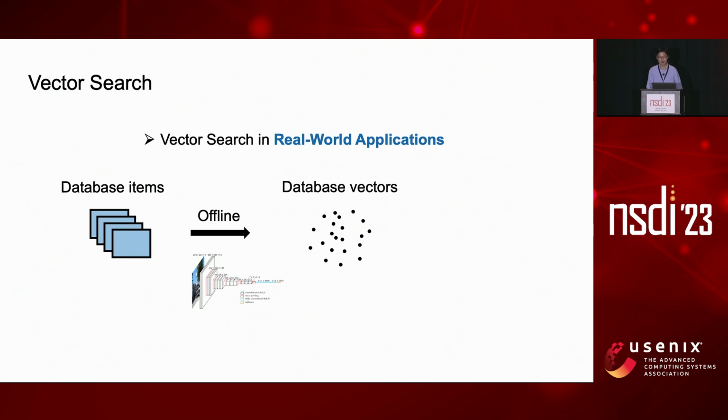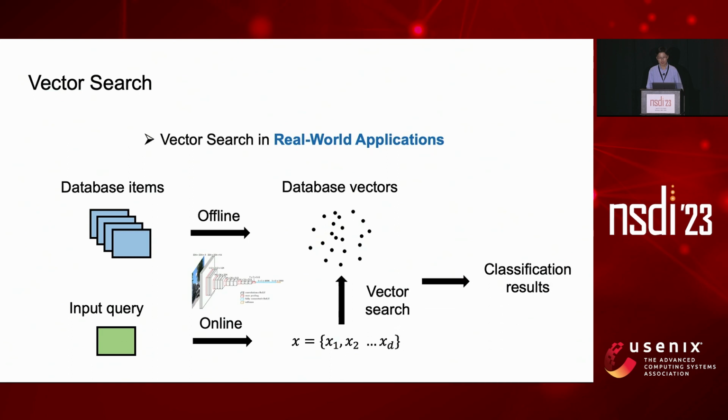Offline, online, the user provides an input query, which is first converted into a query vector through the same model. Then, the system performs vector search among the database vectors to find the top k nearest results as the classification results. As the scale of the database items grows up to billions and even trillions, the vector search becomes the key bottleneck in this workflow.